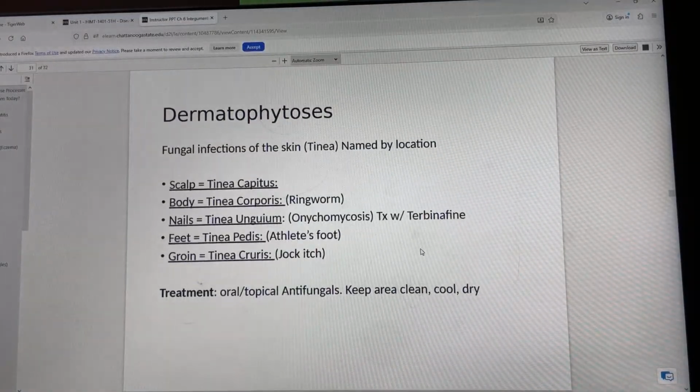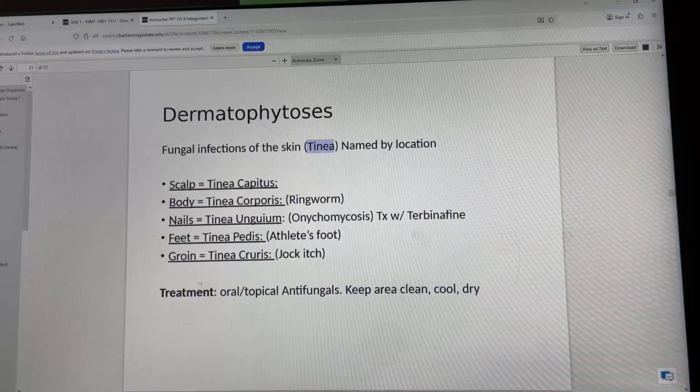All right, so now we're in, I can't say this word, dermatophytoses. This is an umbrella term, so there are different kinds within it. It's basically saying it's a fungal infection, and they all start with tinea, right? All of the dermatophytoses start with tinea, and they're basically all the same thing. They're just named by their location.